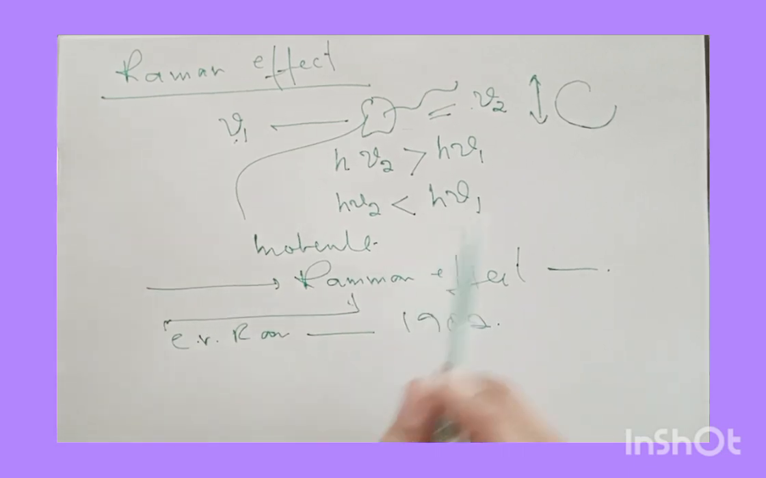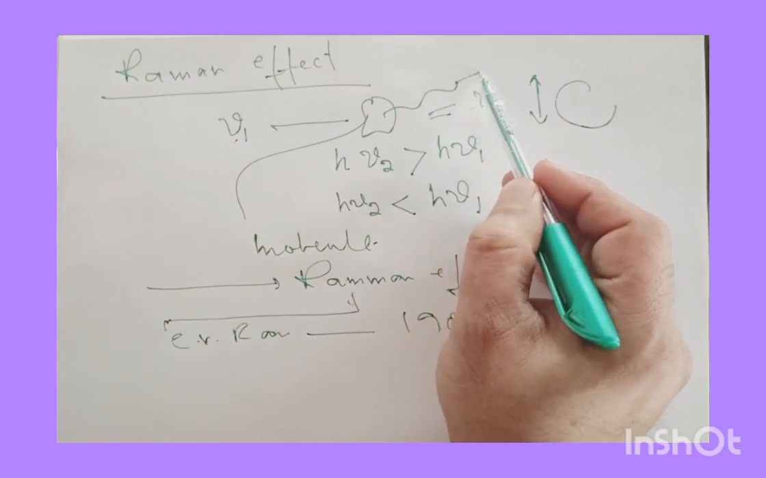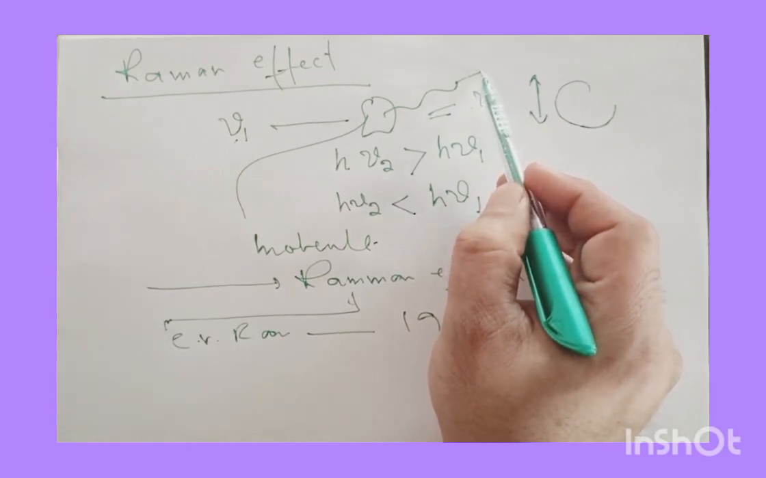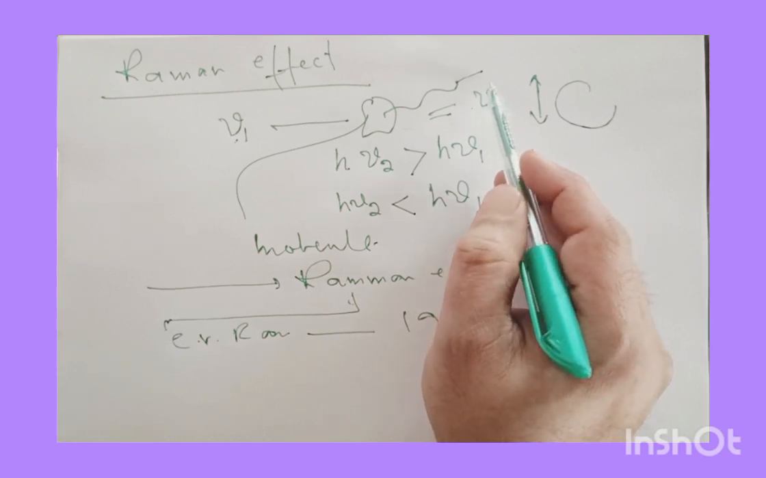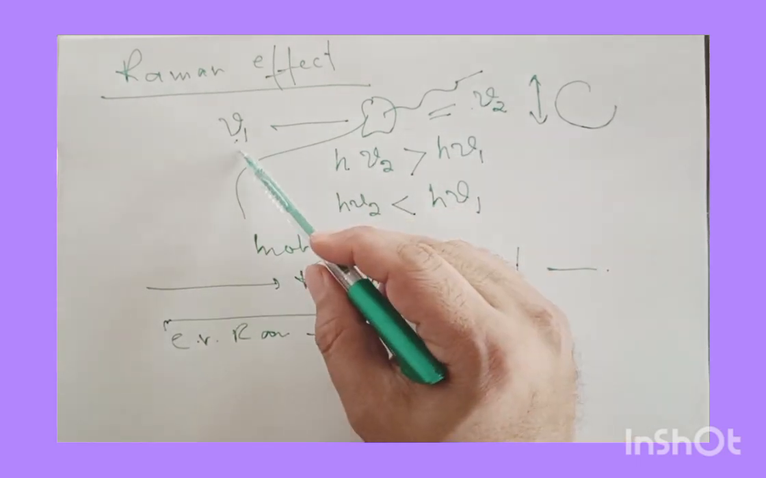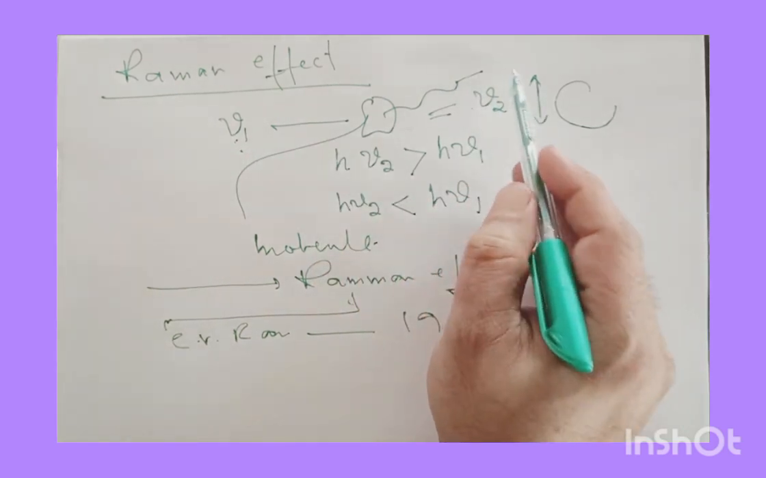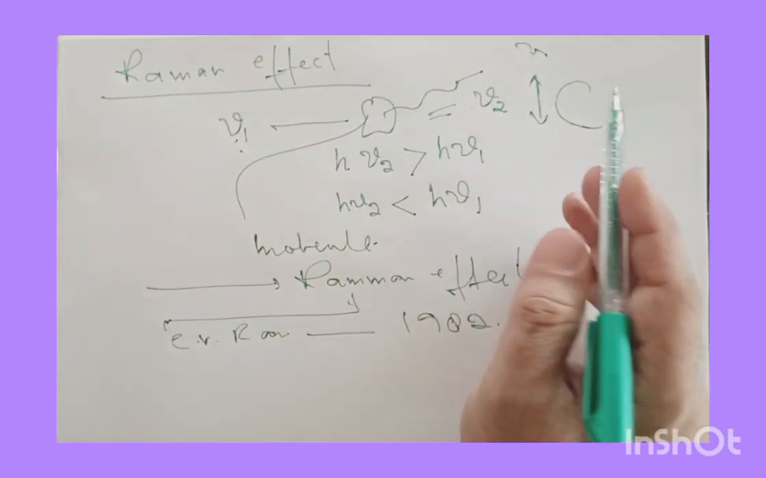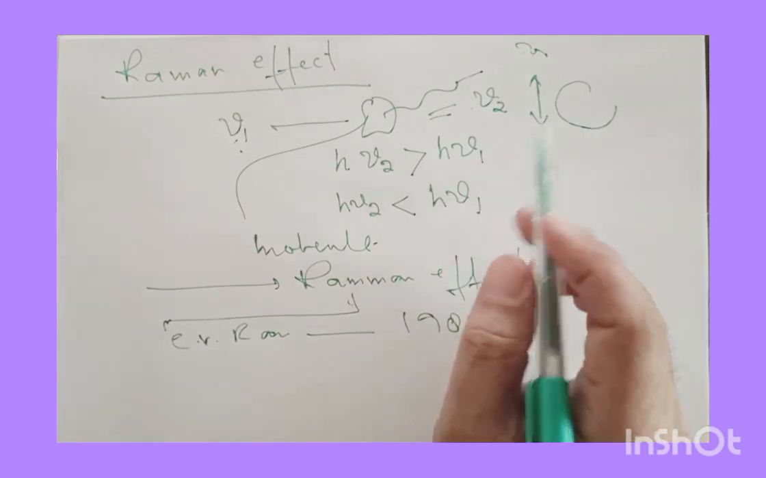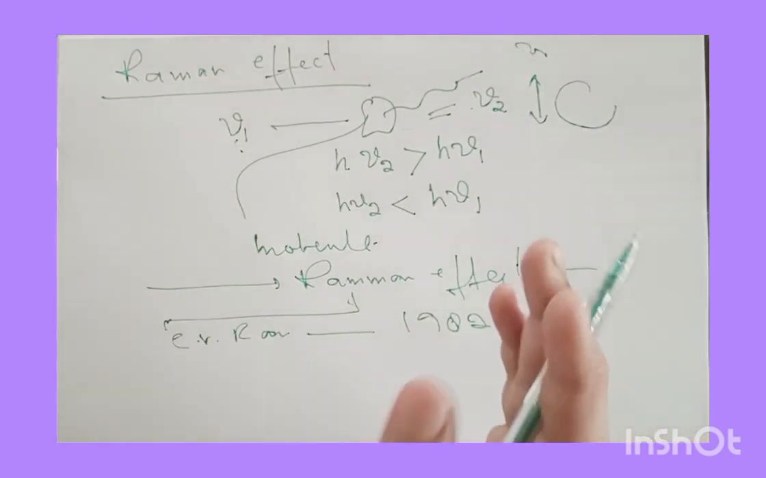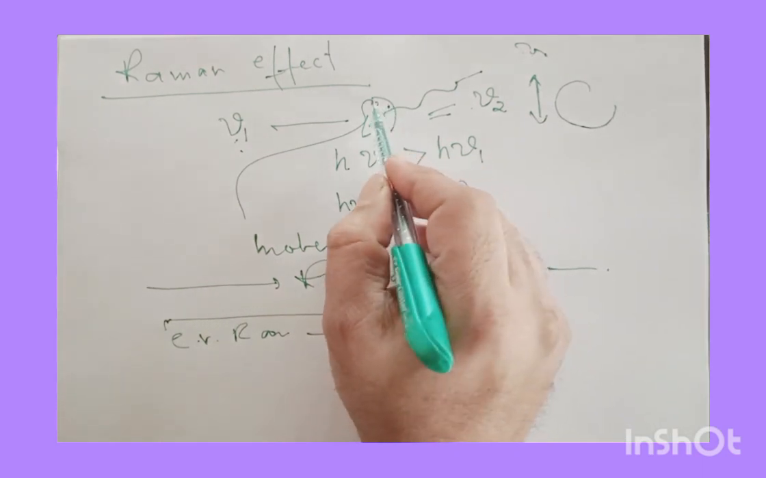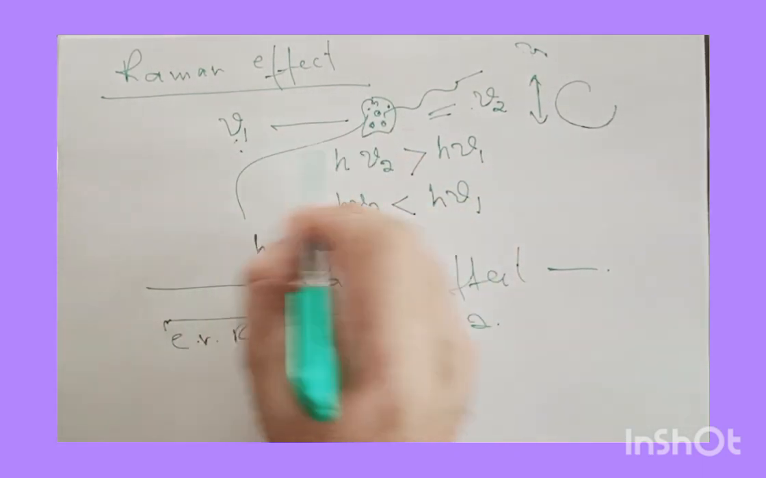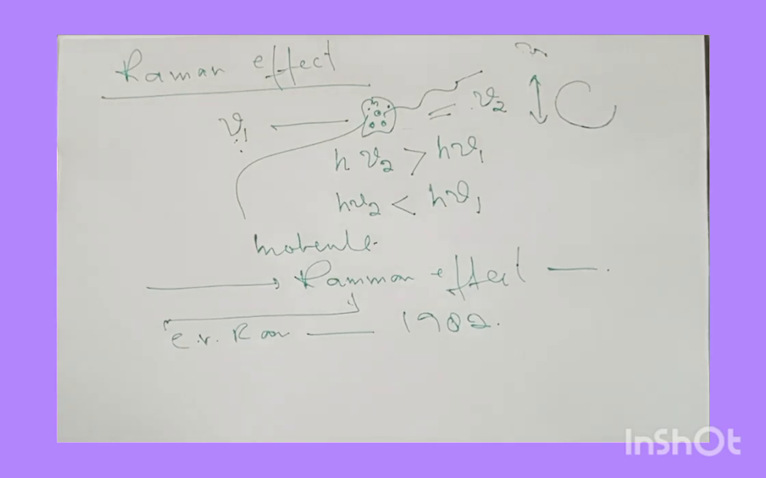Now, the scattered light that we have here may contain other frequencies besides the frequency of the incident radiation. And the changes in the frequencies that we will have, nu 1, nu 2, and nu 3, will be characteristic of the substance that's scattering the radiation that is allowed to fall on it.